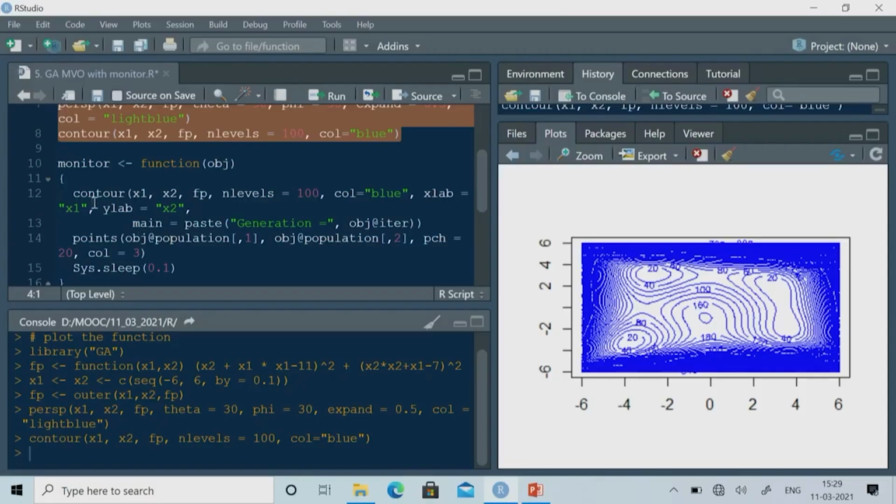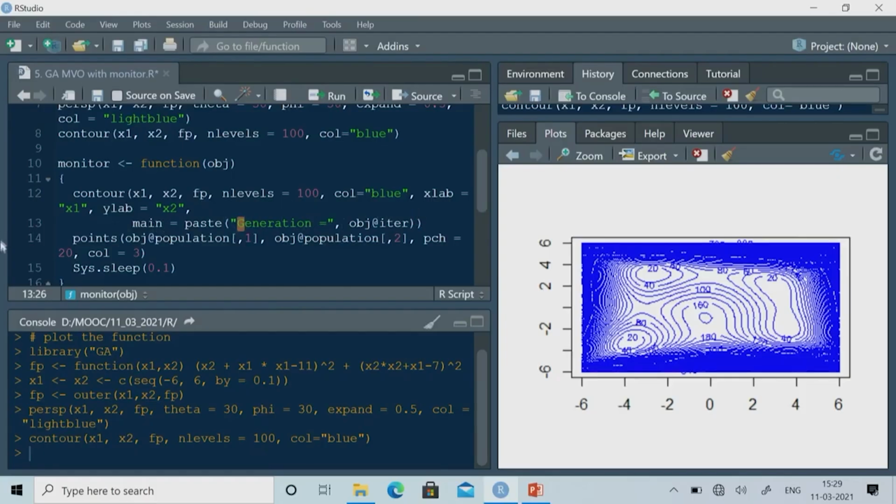In the earlier monitor function, we used curve because that was a single variable function, but in this case I have used contour. Here we have two variables, that is x1 and x2. This is the function value, then number of levels, contour levels I have used 100, then color I am using blue, and then I am also defining what is x level and y level. And then in the main, I would like to write the generation.